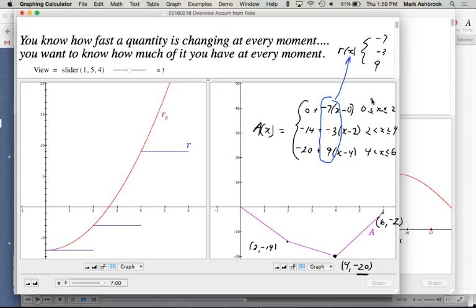Questions on the net accumulation function? It's tracking the net accumulation of height as time goes by. Because the rate starts negative, we're losing height, and then it's going back up. Yes, sir.